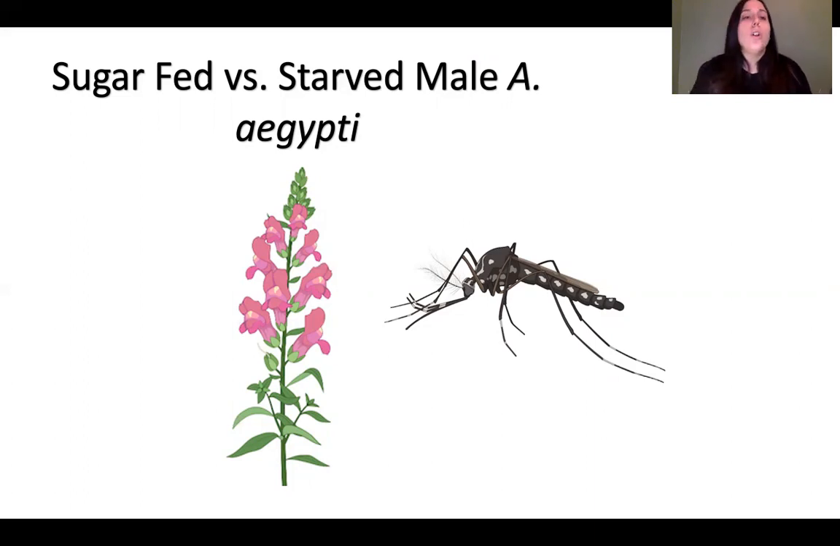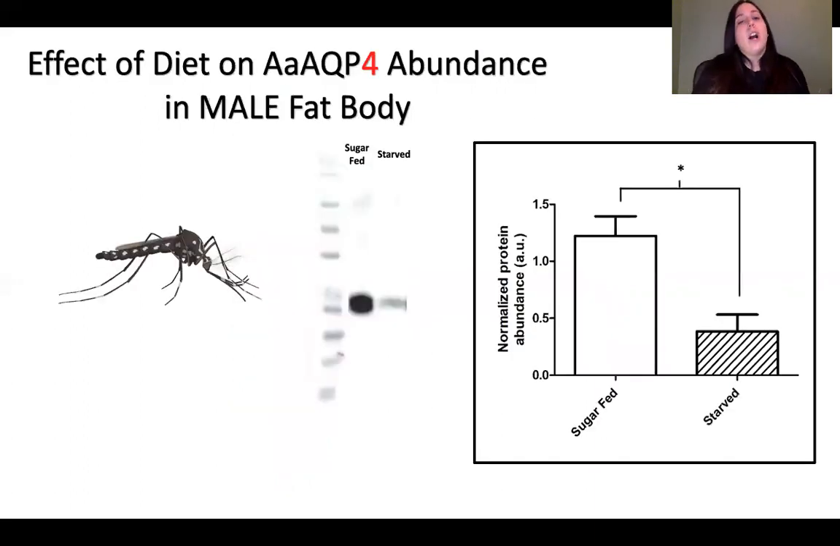My work will focus on sugar-fed males, so their normal diet, versus starved males, so given no meal at all. And so far, looking at Aquaporin 4 abundance with a Western here, we see that in the starved group, there is a significant decrease in the protein abundance of Aquaporin 4, which is very interesting and something we will continue to pursue.